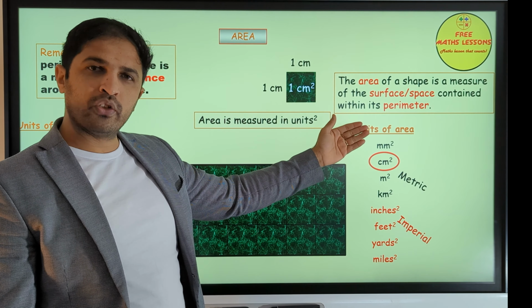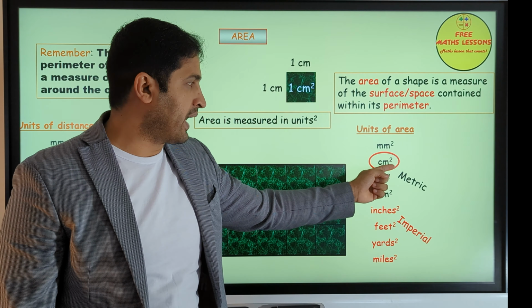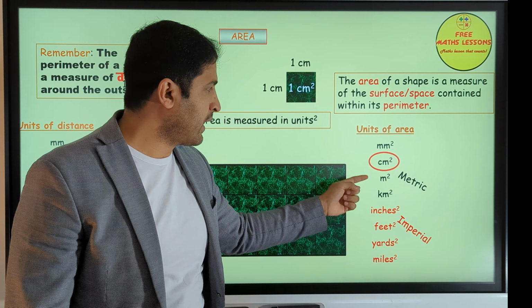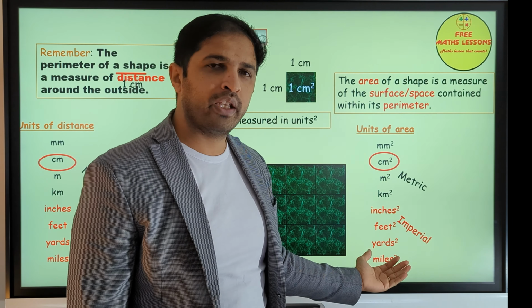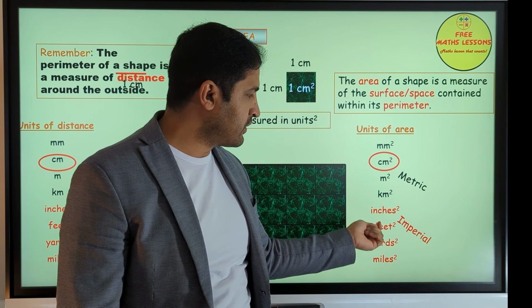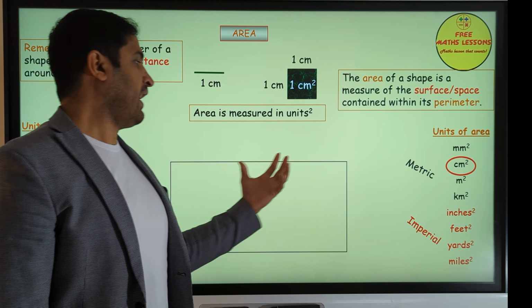And what units do we use for area? Centimeter by centimeter squares, millimeter by millimeter squares, meter by meter squares. And if you're still using imperial units, you can do the same thing: inch square, feet square, yard square, or mile square.